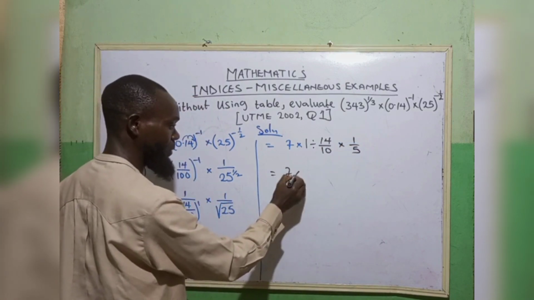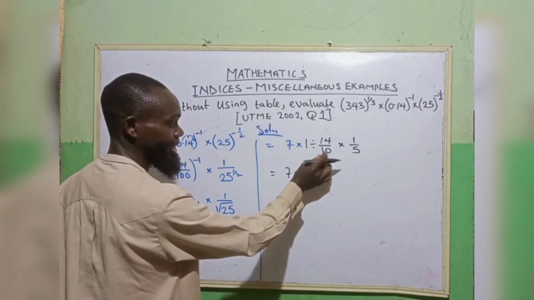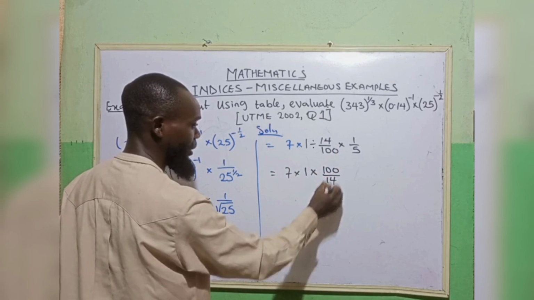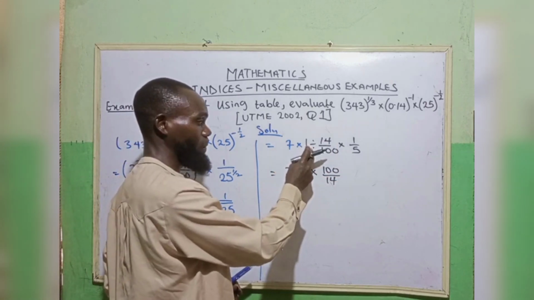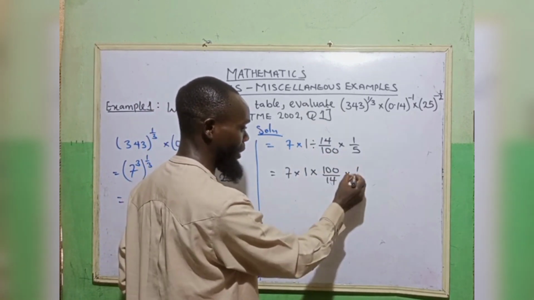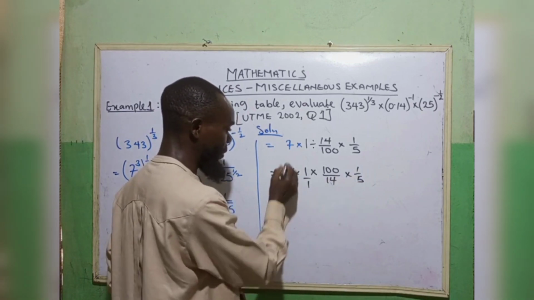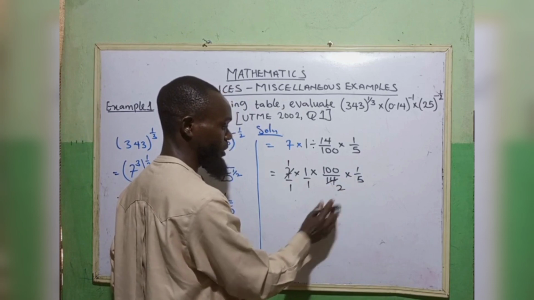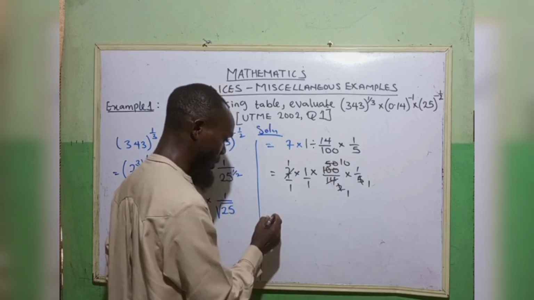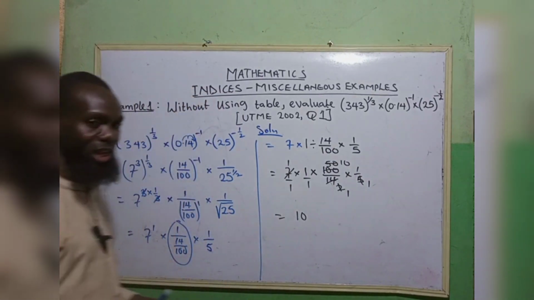So, we have 7 multiplied by 1. This division changes to multiplication. Then, this 100 moves up, 14 moves down, 100 over 14. Anytime you are changing this division to multiplication, the denominator will move up, while the numerator will move down, multiply by 1 over 5. See, this one have over, let's say over 1, then 7 here 1, 7 here, we have 2. 2 here 1, 2 here, we have 50. 5 here 1, 5 here, we have 10. So our answer is 1 times 1 times 10 times 1, we have what? 10. So that's our final answer.